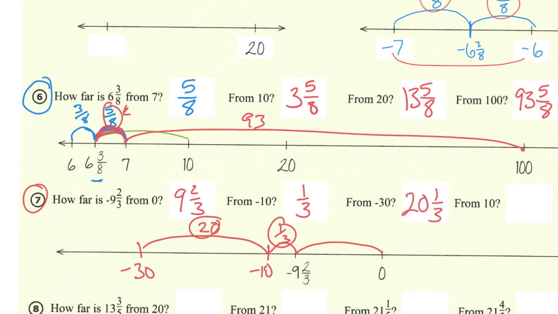And then from +10, we'll put +10 on the other side here. And I'm going to go from 9 2/3 to 0, that's 9 2/3. From 0 to 10 is 10. Put those together, it would be 19 2/3.